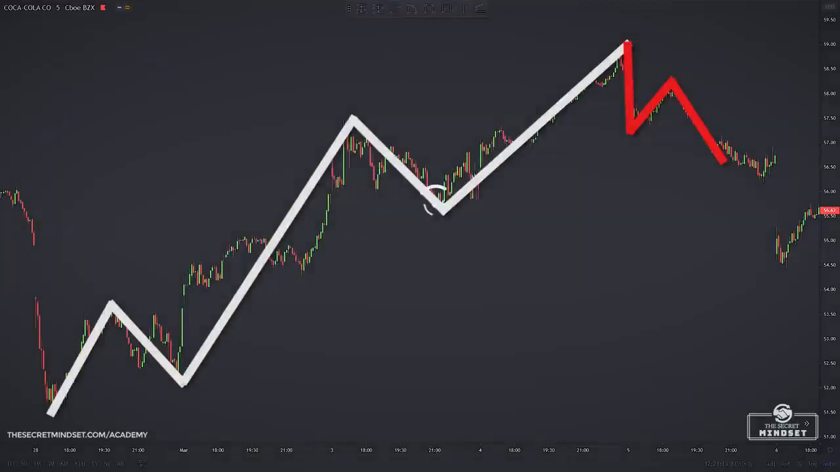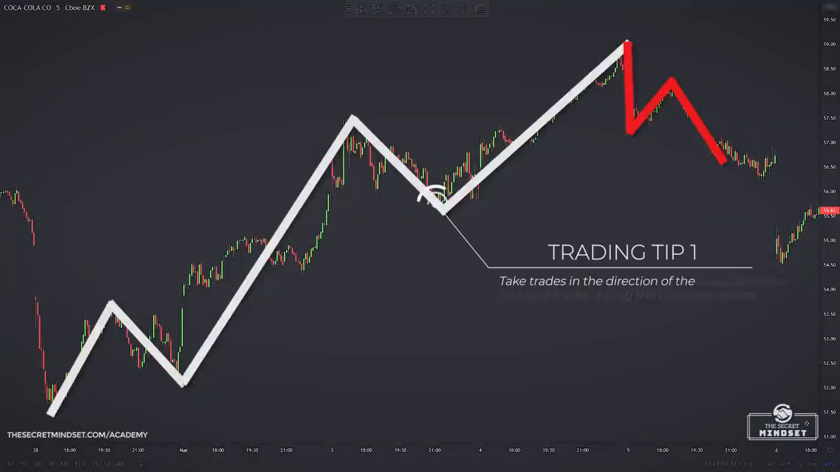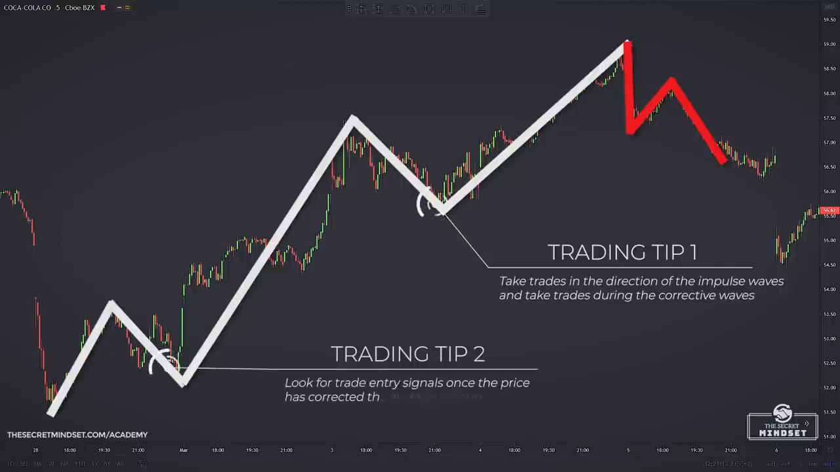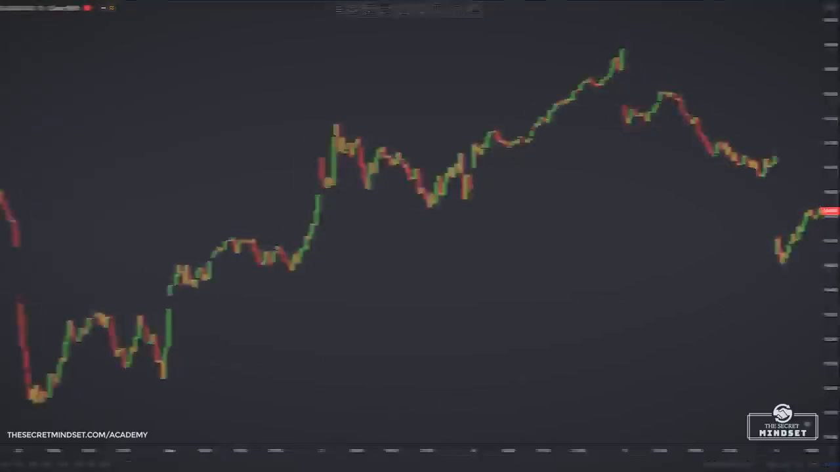The most important thing to remember is to only take trades in the direction of the impulsive waves and take trades during the corrective waves. Look for trade entry signals once the price has corrected the average amount. The correction isn't likely to stop exactly at the percentage levels discussed before, so taking trades slightly above or below the described percentage level is fine.